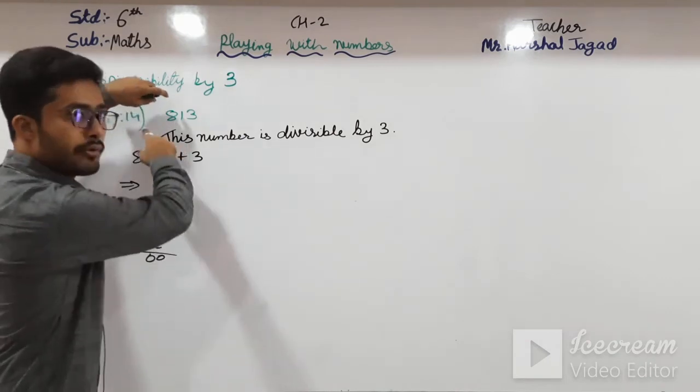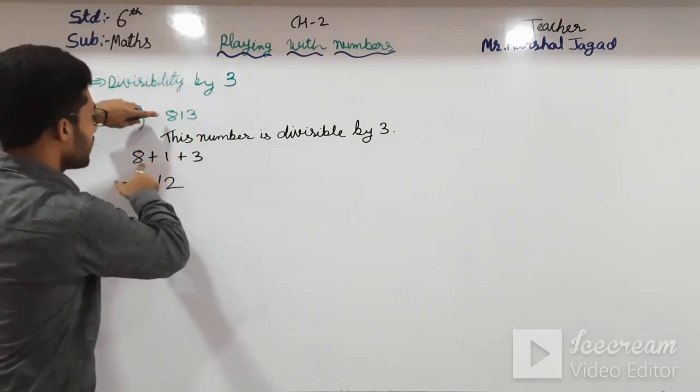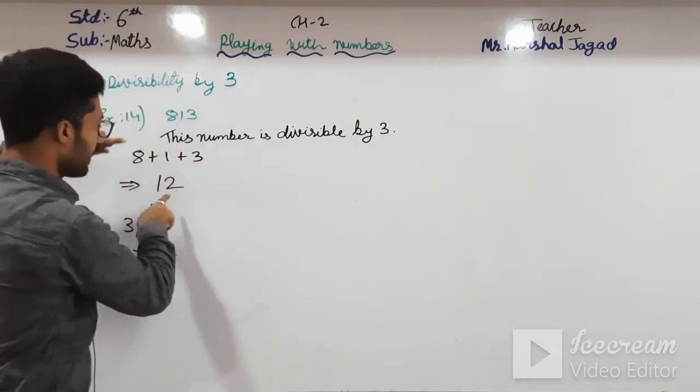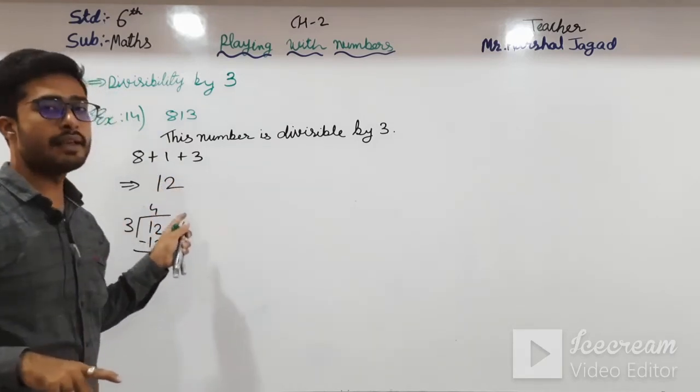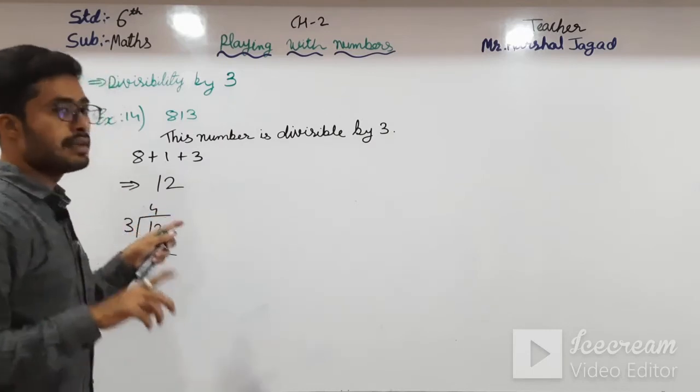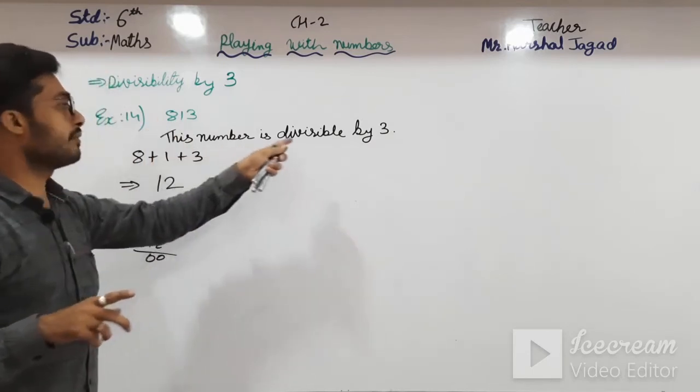Why? First of all, we take the total of the digits, 8 plus 1 plus 3, that is 12. Then we have to see that 12 is divisible by 3. Yes, it is divisible by 3. Then this number is divisible by 3.